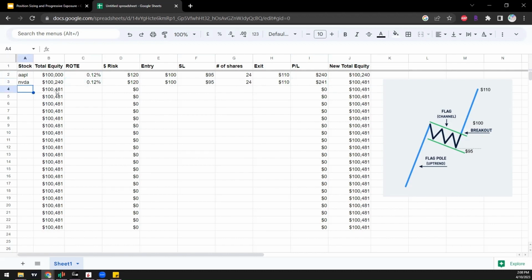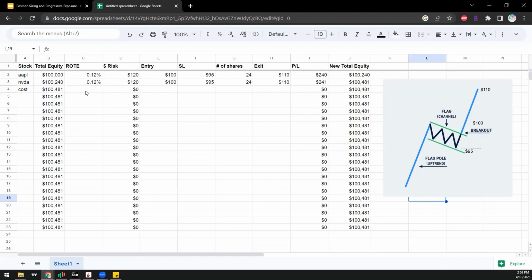So now we come into a new day. This is my new total equity. I like how my positions are working. We've had 2 profitable positions at 0.12% risk. Come in, I find Costco with a bull flag, and that one is breaking out as well. So I decide, okay, I want to buy Costco.